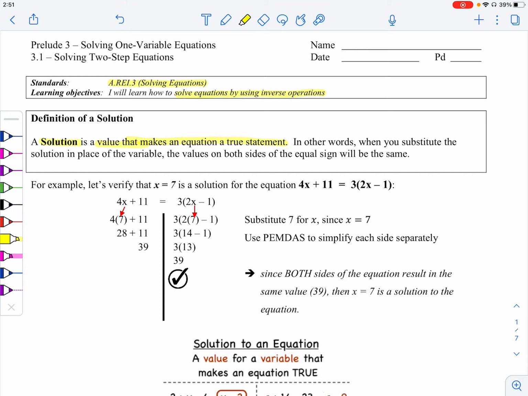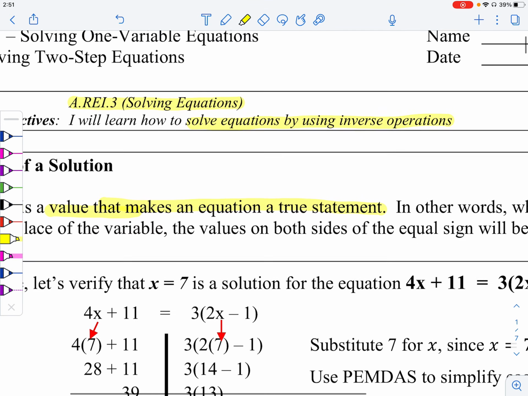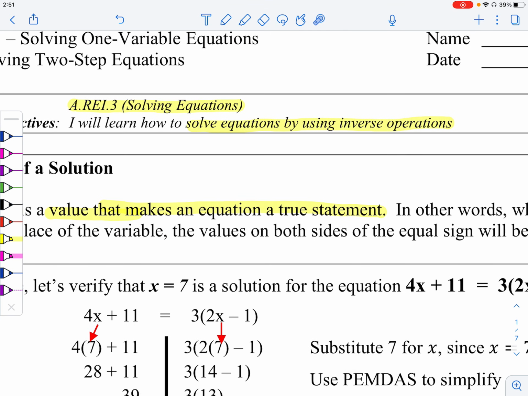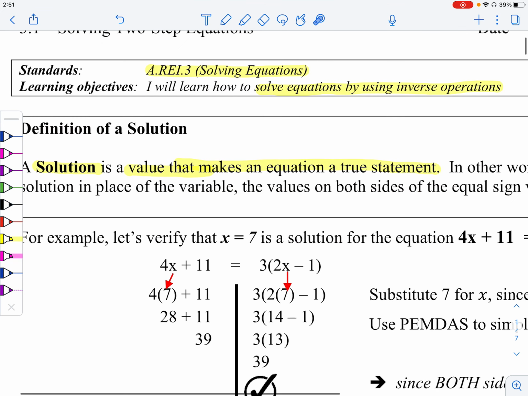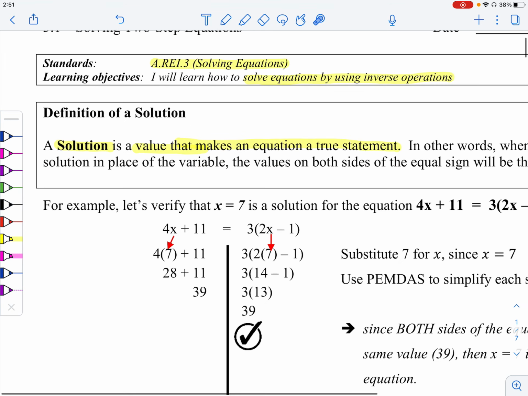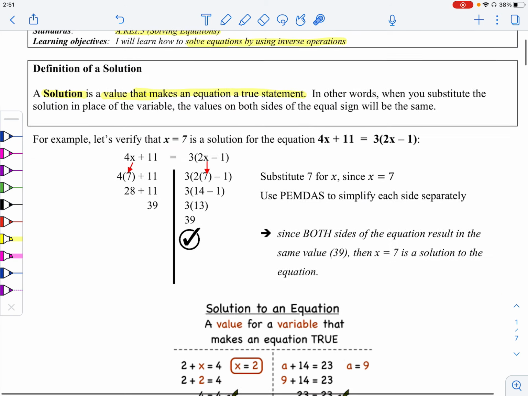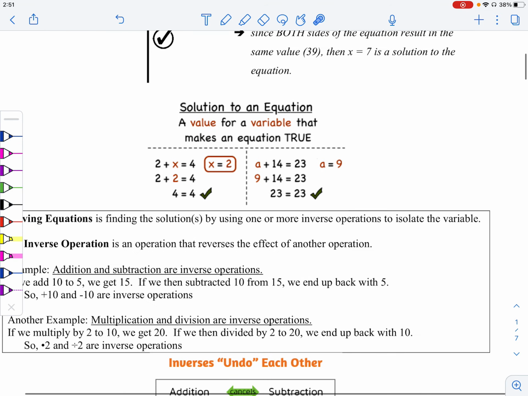Okay, here we go. This is lesson 3.1, solving two-step equations. So our standard for today is A.REI.3, solving equations. We're going to learn how to solve equations using inverse operations. Let's first talk about a solution. A solution is a value that makes an equation a true statement. So we're trying to find the value that will make this equation true, where both sides, left and right, are equal. That makes it a true statement.